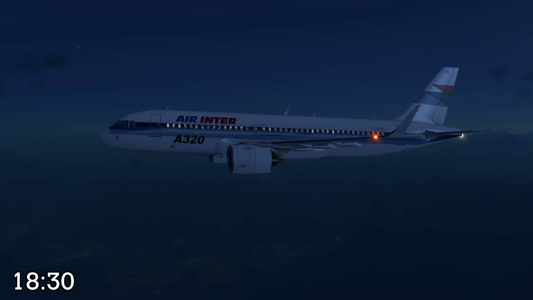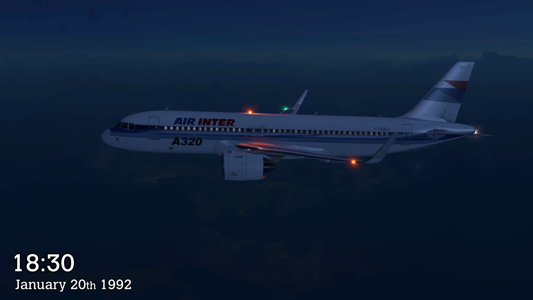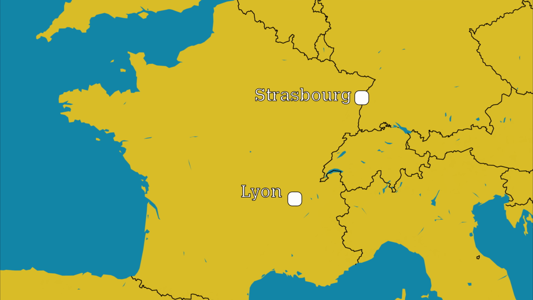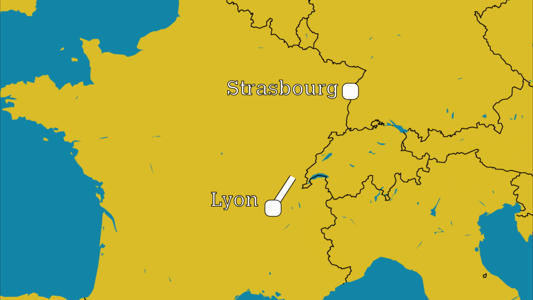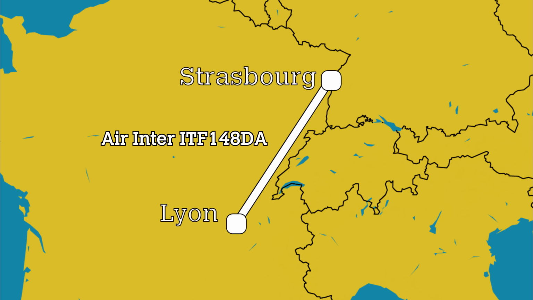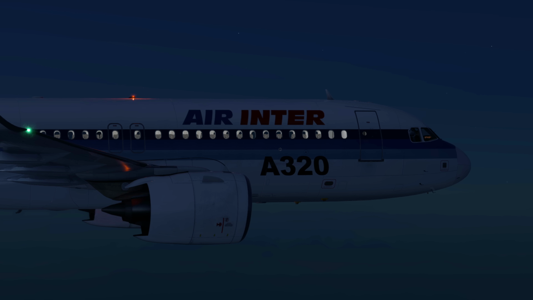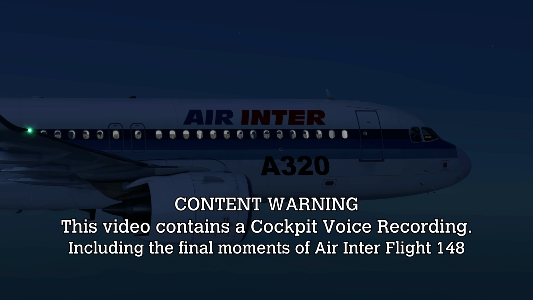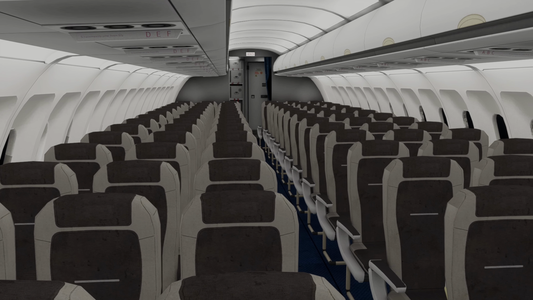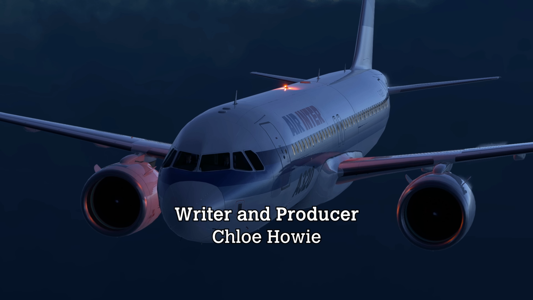It's 6:30 in the evening on January 20th, 1992. Air Inter Flight 148 has just departed Lyon in France for a short domestic flight northeast to the city of Strasbourg. The plane soars high over the French countryside, with 96 people on board the aircraft that evening, and it was only supposed to be a short flight of less than 1 hour.